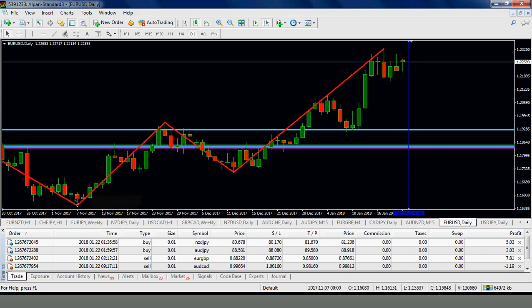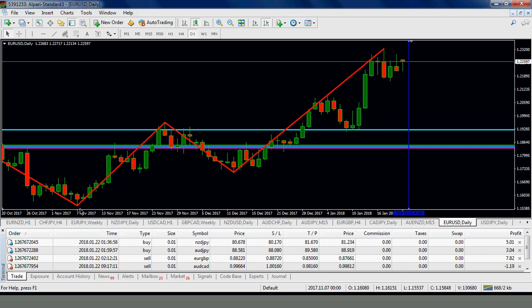Now we have the zigzag hanging below a candlestick here, and when the zigzag is hanging below a candlestick, you should get set to buy that pair. Now, that the zigzag is hanging below the candlestick doesn't mean you will execute the trade immediately. You have to wait for that candlestick to close before you execute the trade.